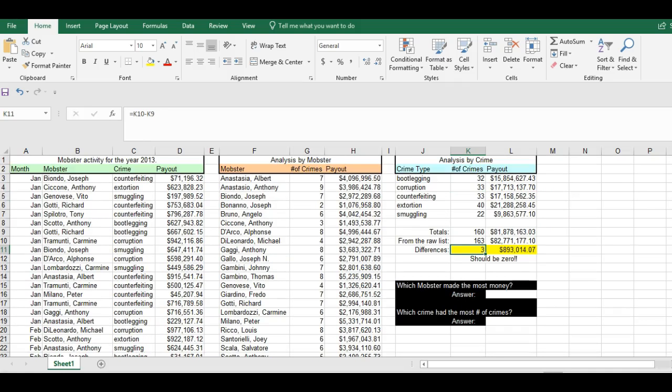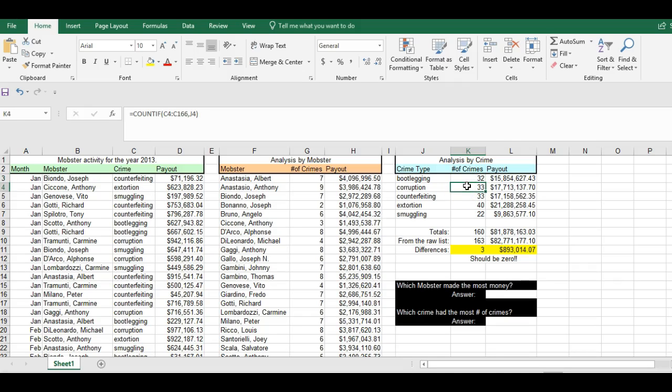So let's take a look at some of our formulas. The first thing we want to do is count the number of bootlegging, corruption, counterfeiting, extortion, smuggling. Okay, we want to count the number of times these happened. So I'm looking at K. It says COUNTIF C3 to 165 equals J3. It's a COUNTIF function. Well, I'm not quite sure about that, so let me look at corruption. Oh, I see the problem.